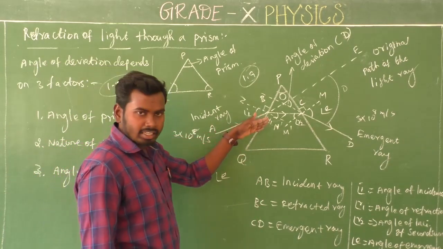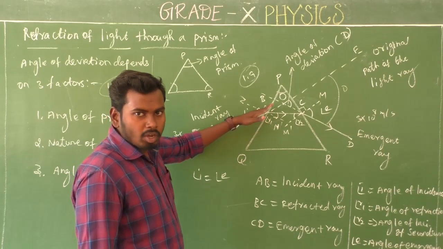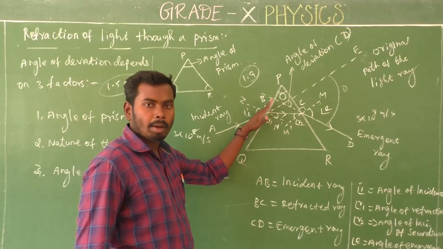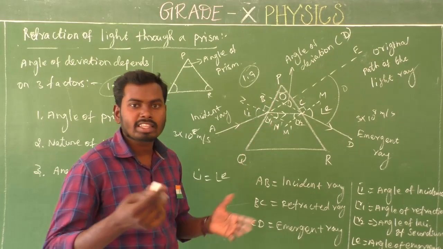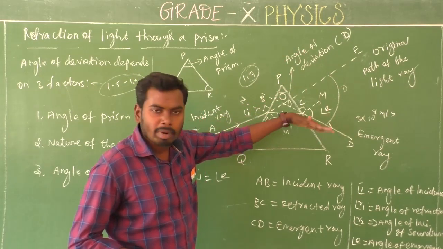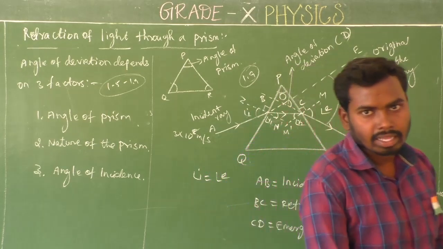So here in this case the angle is like this. Suppose we allow the light ray to fall like this, what will happen? If we change the angle of incidence, the corresponding light direction will change as well as the emergent ray. So the angle of deviation also will change. Is it clear? Yes, that's all.